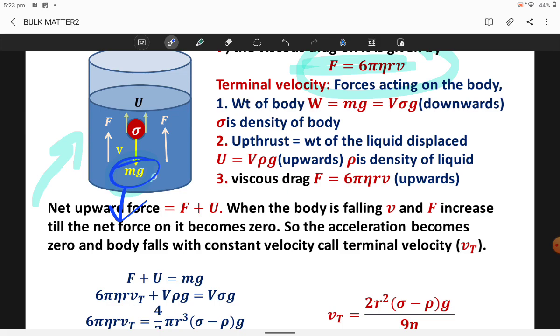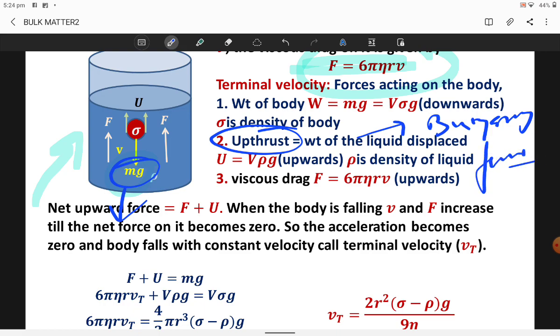And of course there will be some upthrust. Upthrust is also known as buoyancy force. Buoyancy force or upthrust is actually equal to the weight of the liquid displaced. Earlier there was some liquid over there, and to get inside the liquid, the metal has displaced some amount of liquid. The weight of the displaced liquid acts in the upward direction, and that is known as buoyancy force or upthrust.